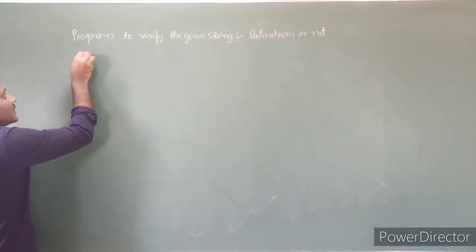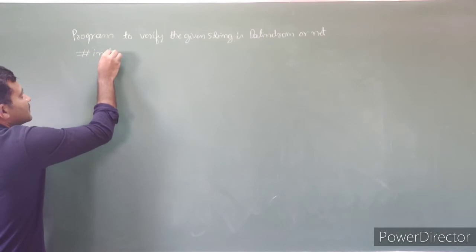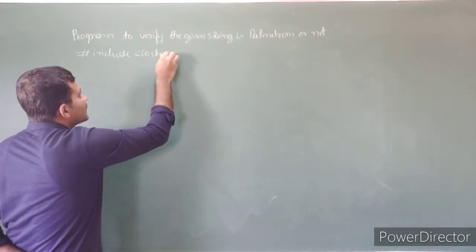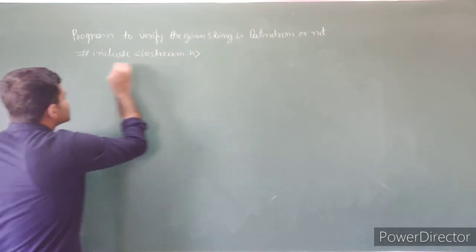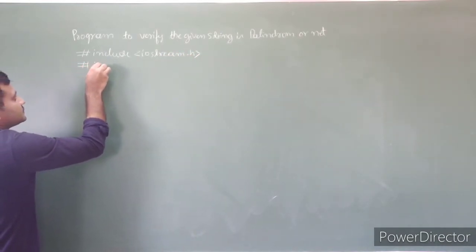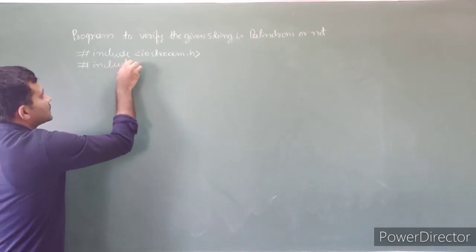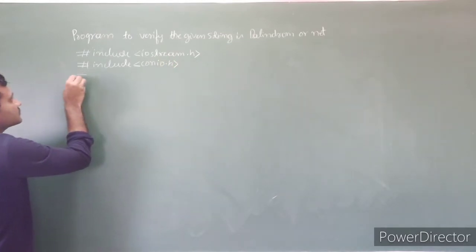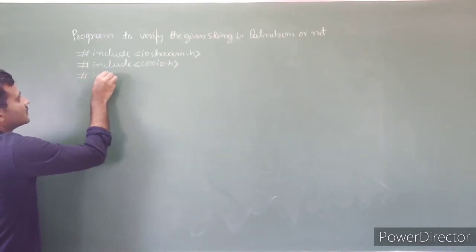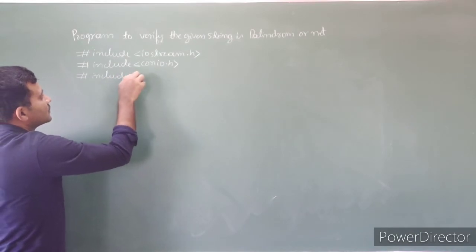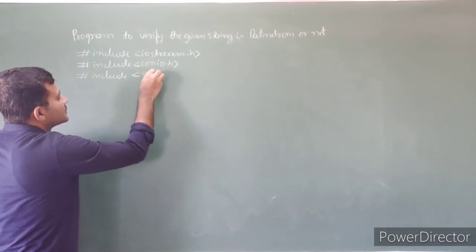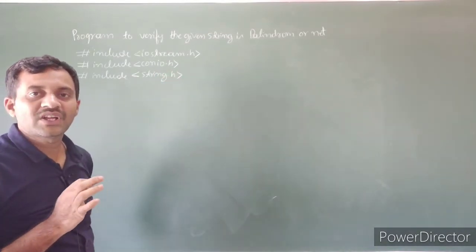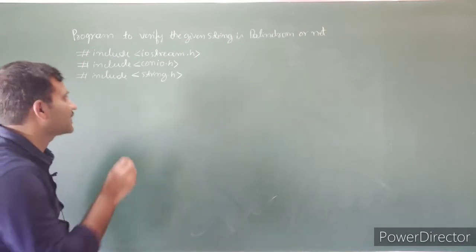For that, first write the preprocessor statements. Hash include iostream.h. Second one, hash include conio.h. Third one, hash include string.h. Why do we include string.h here? Because here we use the string library functions.